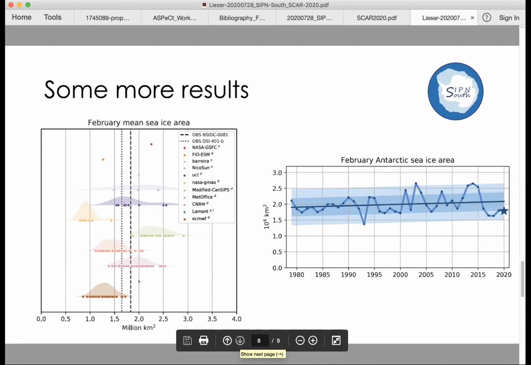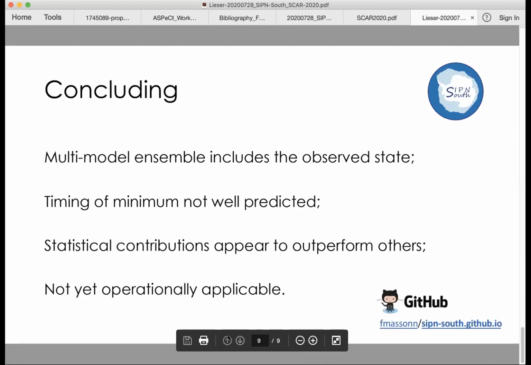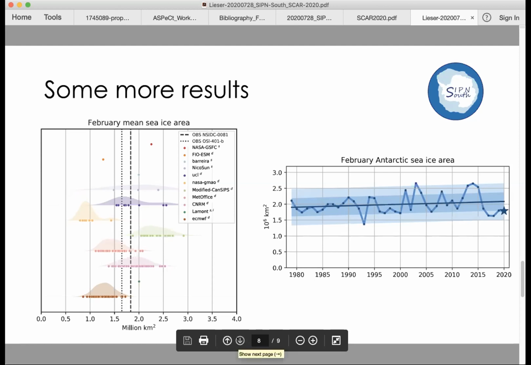One more slide in terms of results. Oh no, concluding remarks. There you go. Sorry.